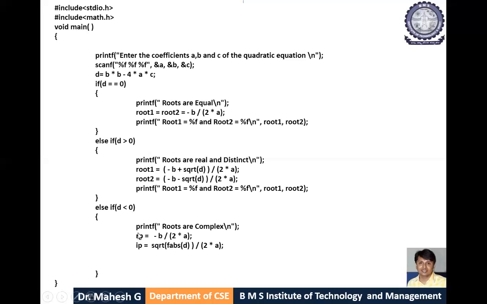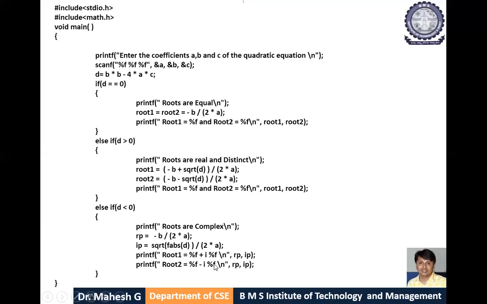Now, once we have computed the real part and the imaginary part, we can print the roots as real part plus I into imaginary part, real part minus I into imaginary part. So how do we write it? Printf root 1 is equal to %f plus I %f, which is real part plus I into imaginary part. Root 2 is equal to %f minus I %f, which is nothing but real part minus I into imaginary part.